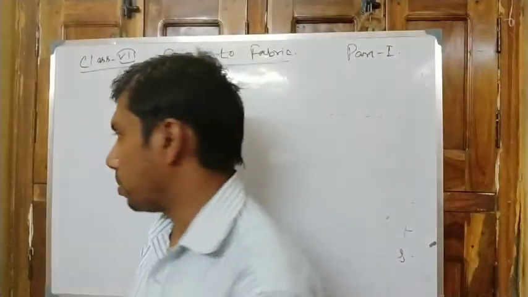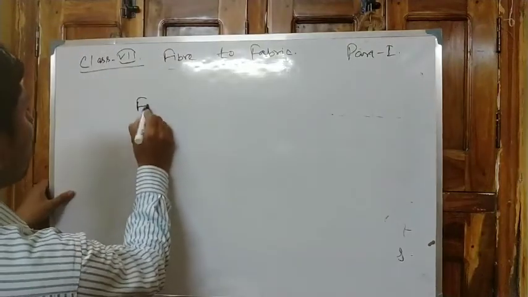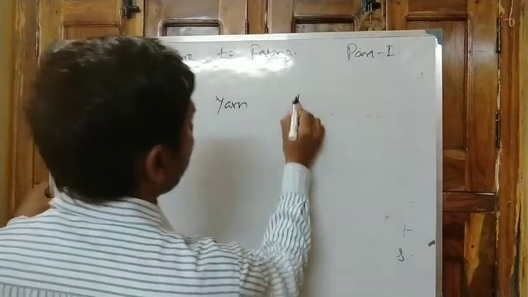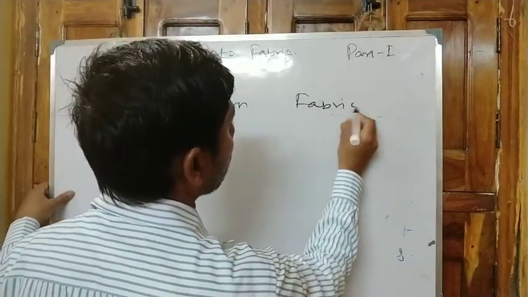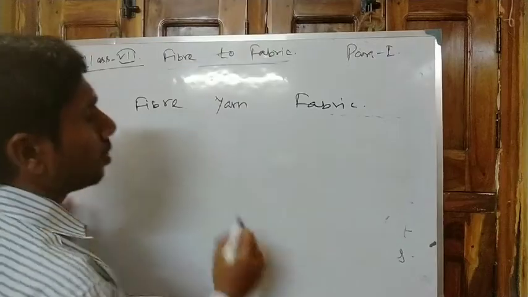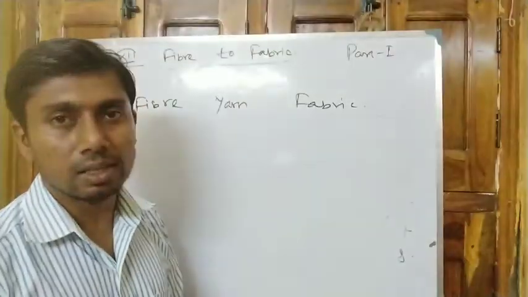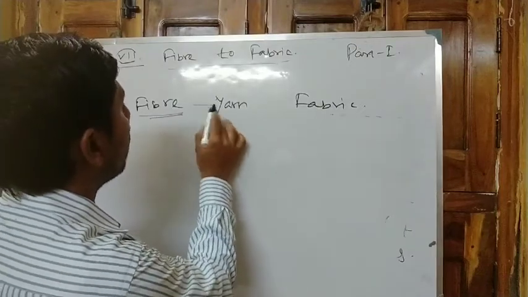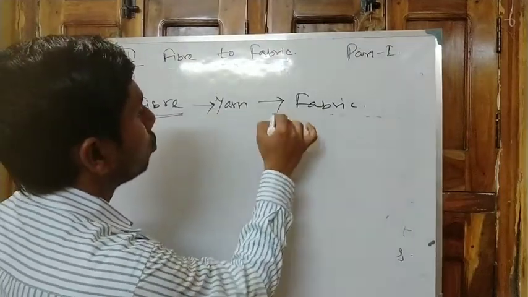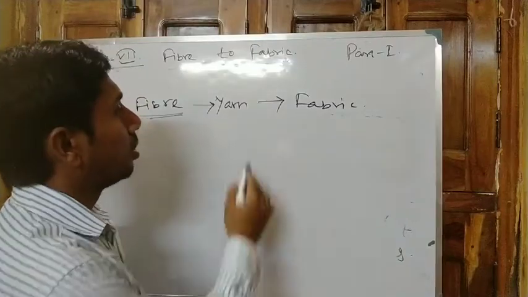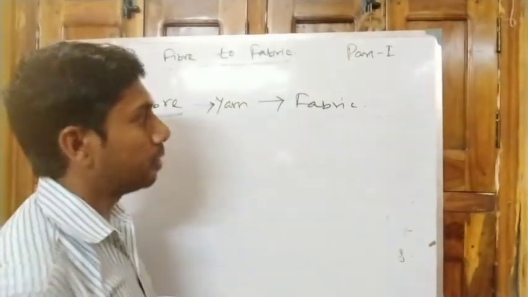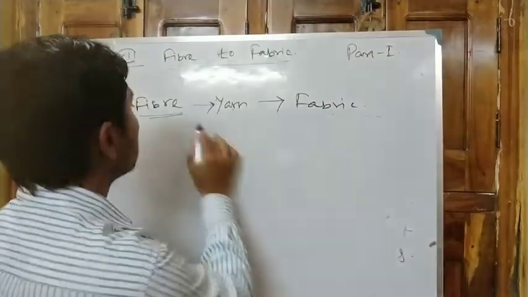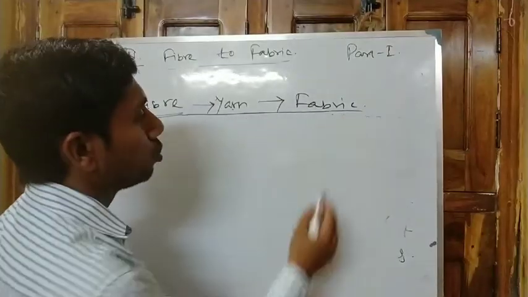So what is fiber, yarn, fabric? Fiber is the thinner strands which is required to form yarn, and two or more strands of yarn are arranged to make the fabric. So the process is from fiber to yarn to fabric.